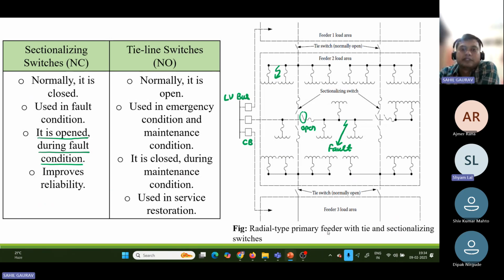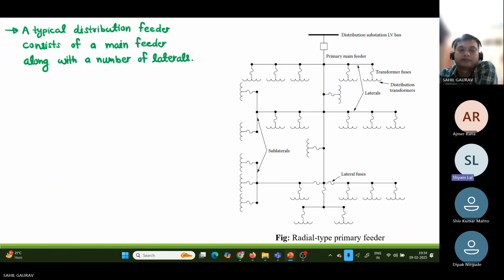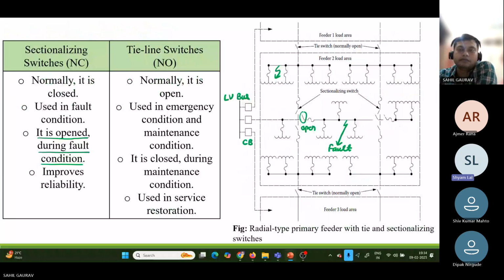Yes, sir. Tie line switches are those switches which are operated at the time of maintenance. If any feeder is faulty and we have to service that feeder, we operate the tie line switches. Then we can work on that part of the feeder.